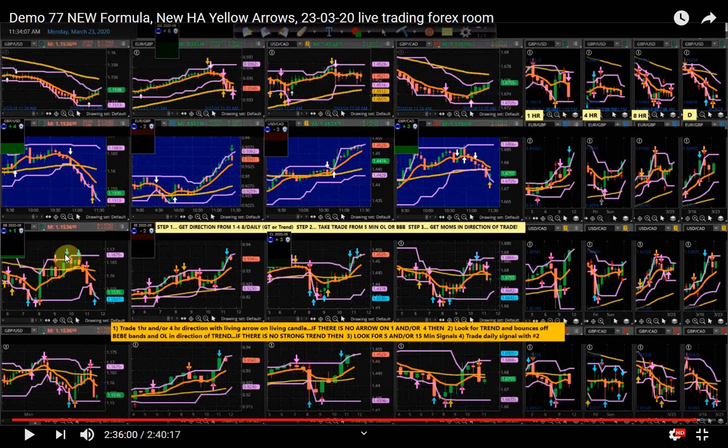Look at the blues here, guys. So they would have been considered trending blues. And you'll notice that the trending blues tend to appear here and here, very rarely here and here. But what you do get here on these long terms is a golden ticket number 2 setup. Here, look for trend and bounces off orange lines and BB bands in direction of trend.